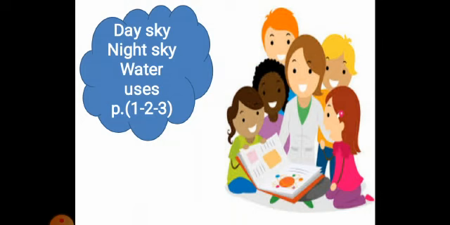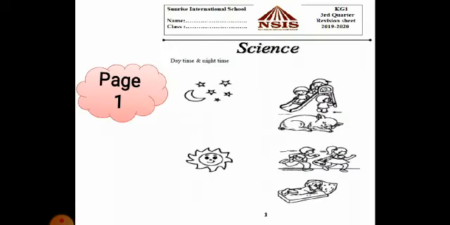In this video, we will discuss together three topics. They are day sky, night sky, and water uses. And these topics are in our revision sheet, pages 1, 2, and 3. Here we have the first page of our revision sheet. What can you see here? Some stars, moon, and sun, and some activities on the other side. So, how can we solve this exercise? Before we think about this, we just need to take a quick revision about this topic.